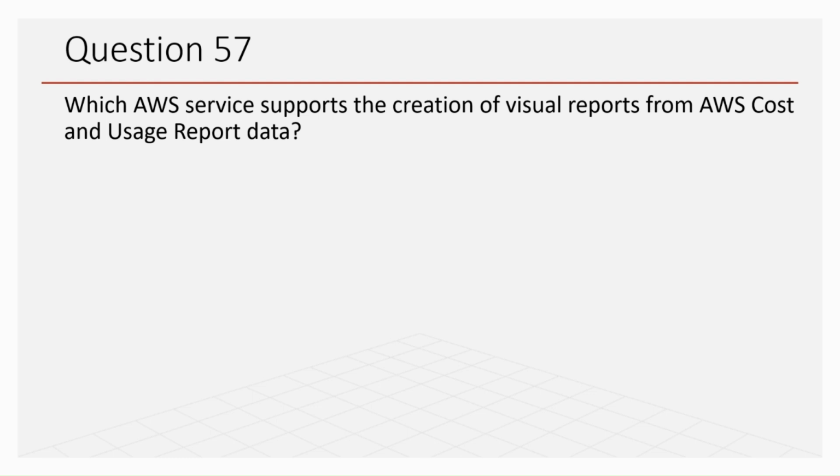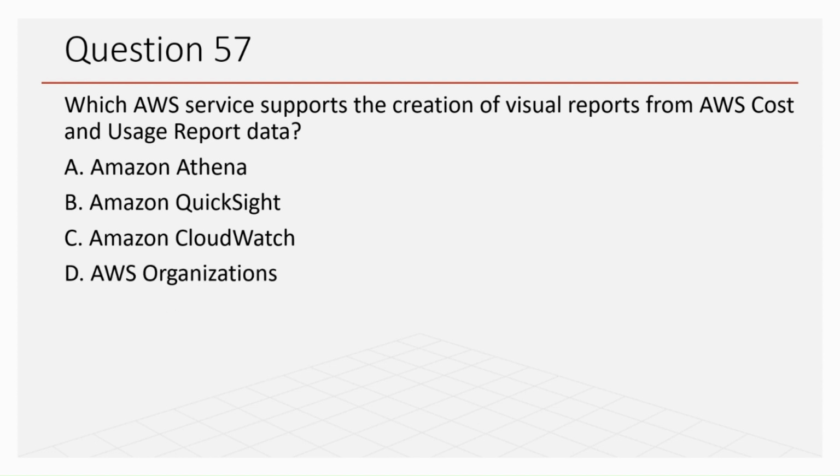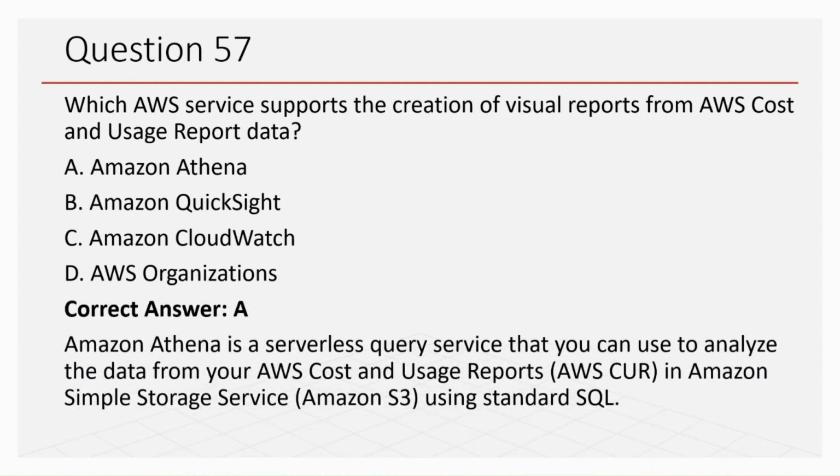Now let's look into question number 57. Which AWS service supports the creation of visual reports from AWS Cost and Usage Report data? A, Amazon Athena, B, Amazon QuickSight, C, Amazon CloudWatch, D, AWS Organizations. So now let's look into the correct option, and the correct option is A, Amazon Athena. Amazon Athena is a serverless query service that you can use to analyze the data from your AWS Cost and Usage Reports in Amazon's Simple Storage Service, S3, using standard SQL. So the correct option is Amazon Athena for this question.